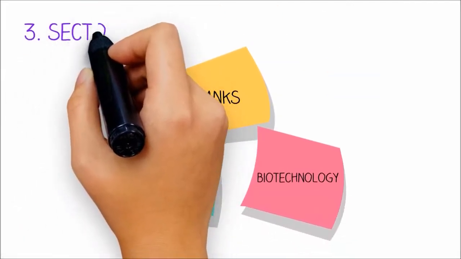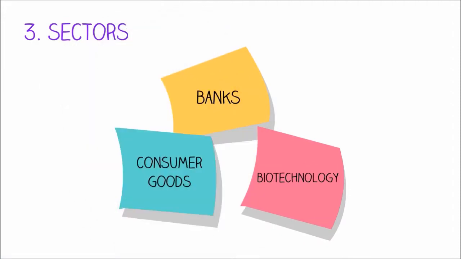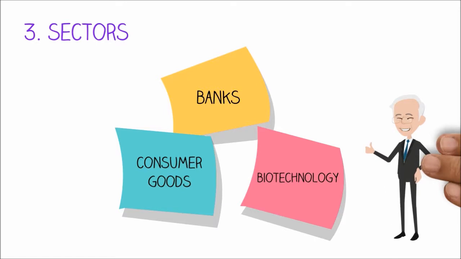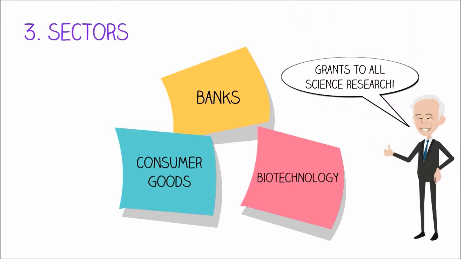The third way to diversify is through sectors. For example, within equities, there are many different sectors that companies belong to, such as banks, consumer goods, and biotechnology. Certain sectors as a whole can outperform others due to opportunities. If the government were to announce large grants to scientific research, then it's likely that shares in biotechnology companies will perform well over the following months. This is just an example.